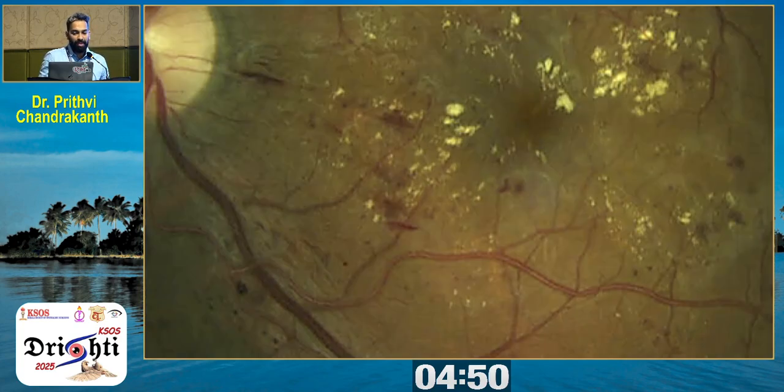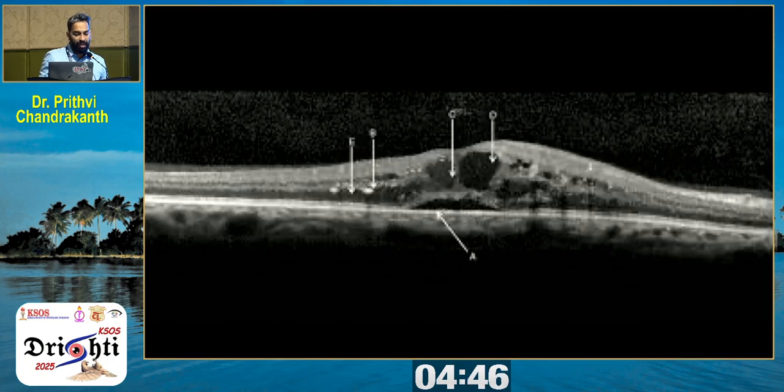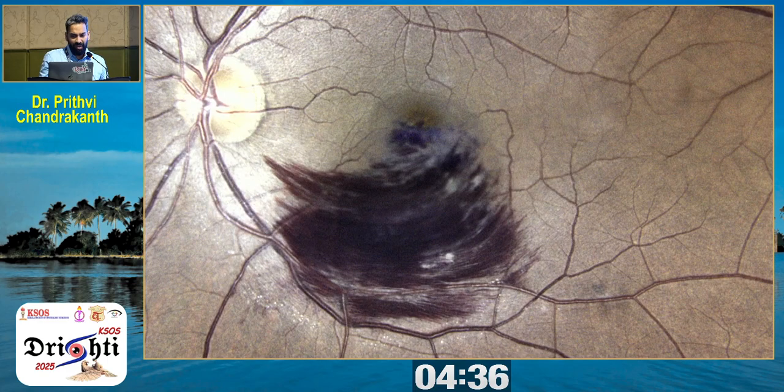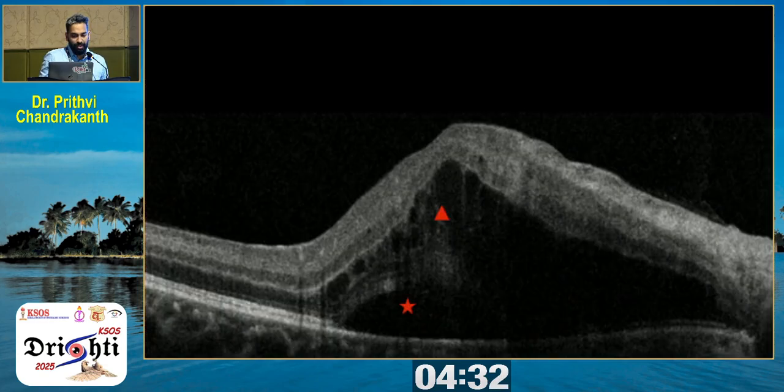So this is the image of CSME, and when we take the OCT, you can see subretinal fluid, which is marked A, and intraretinal fluid also. This is something which we won't get in the other CSC cases. And then we have the RVO. This is a macular RVO, and this also has intraretinal cystoid spaces along with subretinal fluid. So this can also be differentiated from CSC.